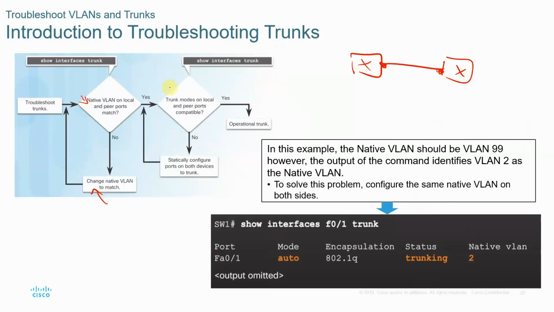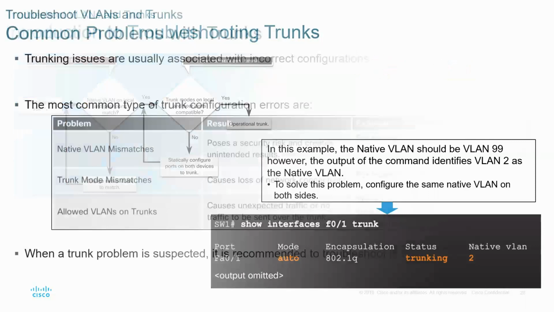If they are actually correct, then you have to check the trunk modes, meaning that you go to the two ports and you check that they have been configured in trunk mode, that they haven't been accidentally configured to access mode. If yes, then you have an operational trunk. If no, then you have to configure both of them to be in trunk mode.